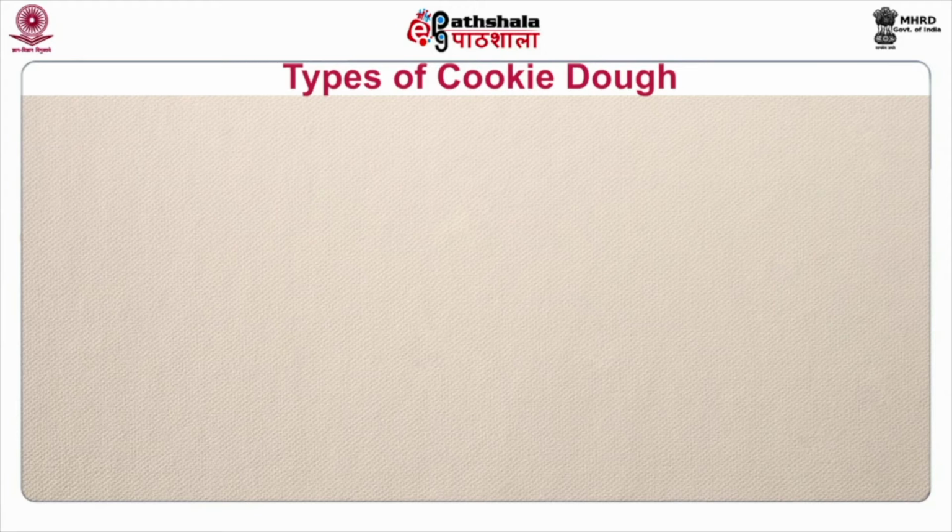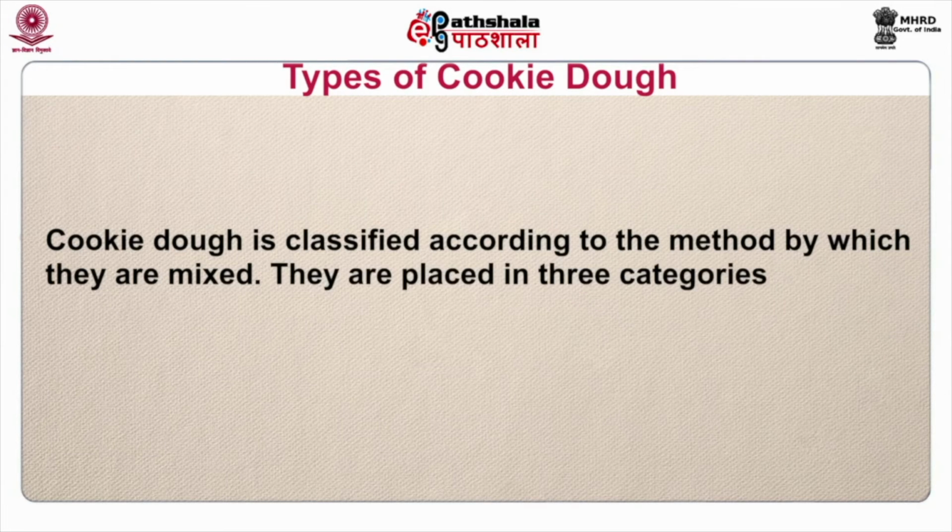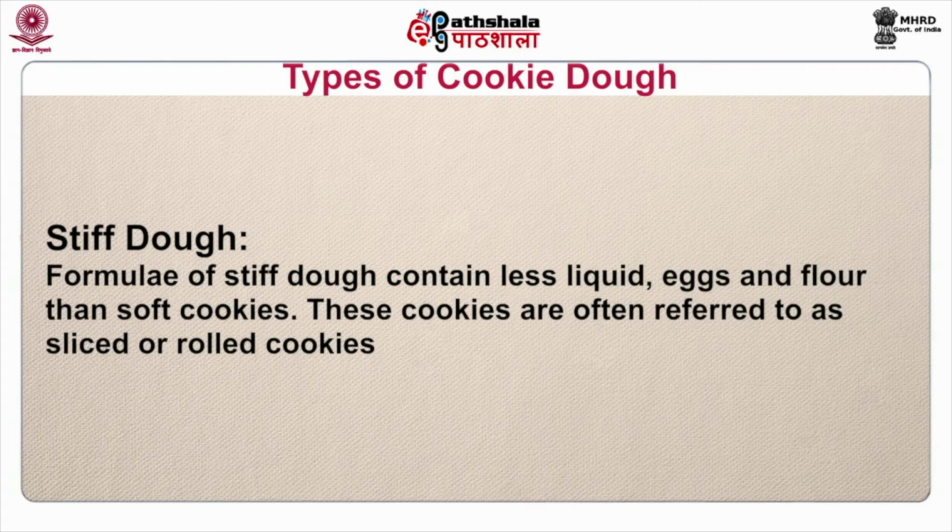Types of cookie dough. Cookie dough is classified according to the method by which they are mixed. They are placed in three categories. Stiff dough. The formula of stiff dough contains less liquid, eggs and flour than soft cookies. These cookies are often referred to as sliced or rolled cookies. The desirable finished product is a crisp cookie. This type of cookie includes peanut butter cookies and sugar cookies.